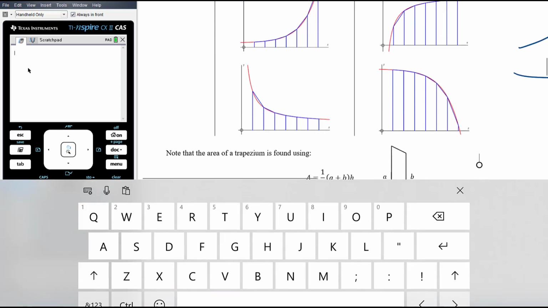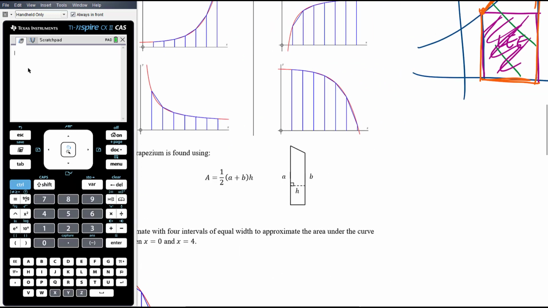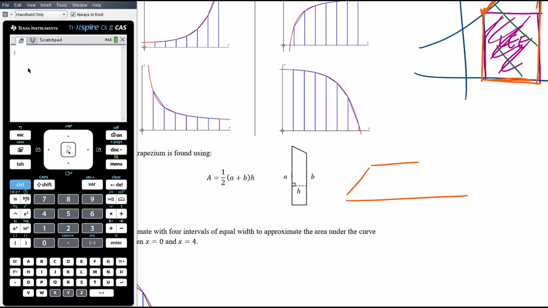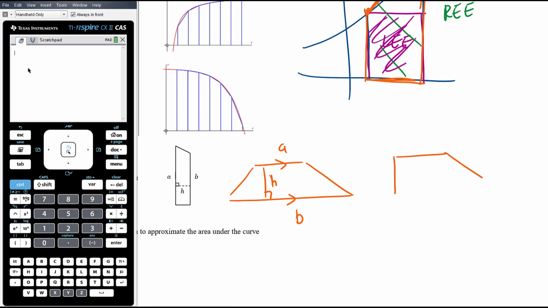So we need to think about finding the area of a trapezium. We don't normally see them drawn this way around. We usually see them drawn like this, with A and B, and the height has to be perpendicular to the two parallel sides. However, it's still a trapezium. We don't have to have two different angled ends.